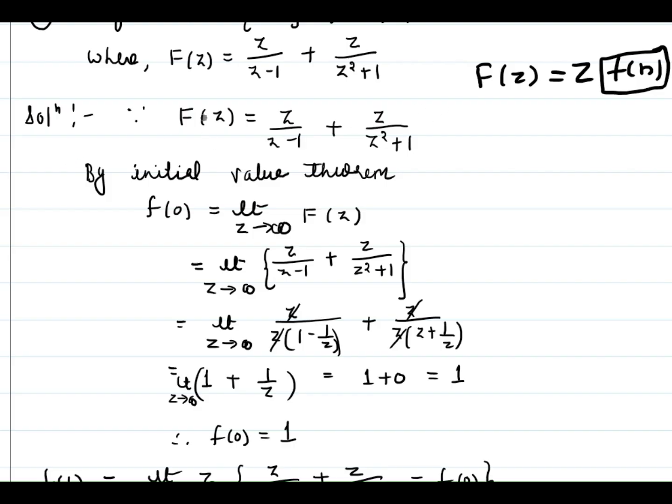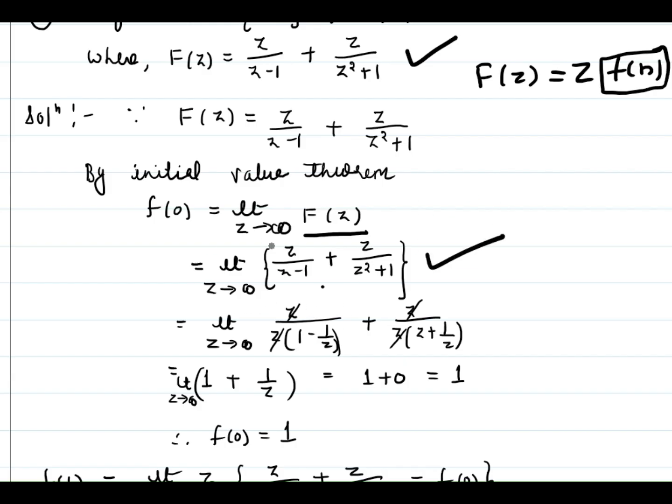Now in this question we have F(z) equals z upon z minus 1 plus z upon z square plus 1. This is the given question. Now taking the initial value theorem, which we have just proved in the previous pages, f(0) we can write as limit z tends to infinity F(z). So limit z tends to infinity, F(z) is given by z upon z minus 1 plus z upon z square plus 1. So we have written.